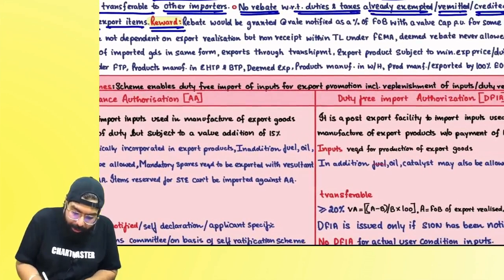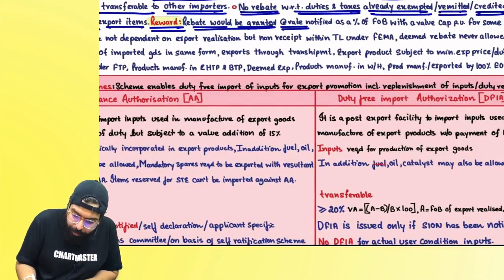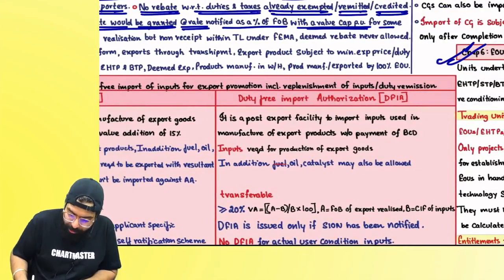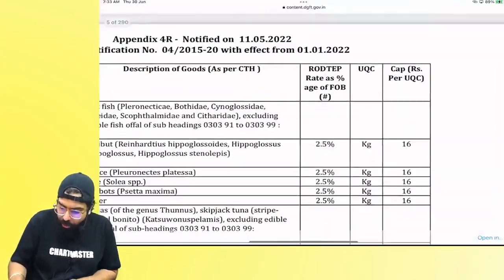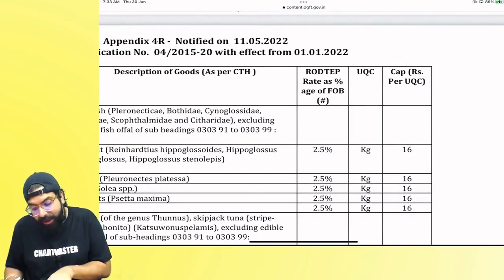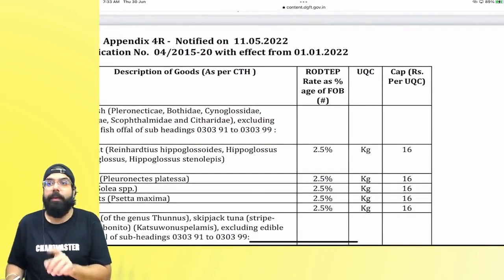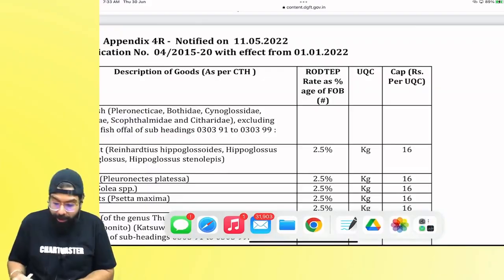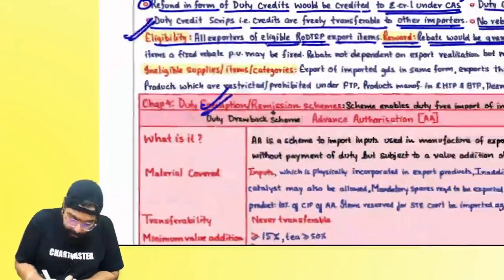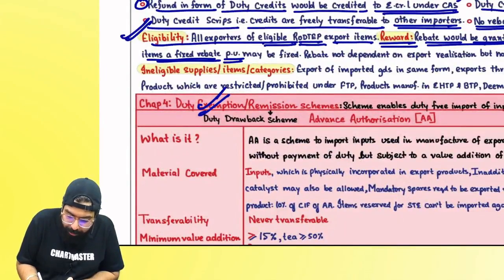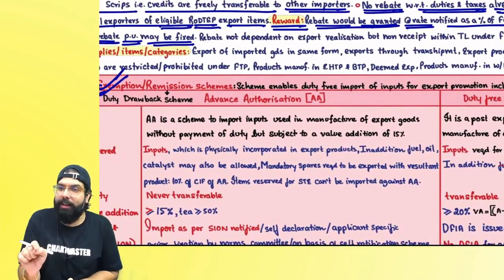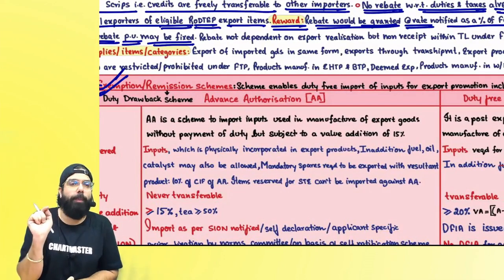What are they telling? Rebate would be granted at the rate which is a percentage of the FOB with a value cap per unit. Can you see over here? I hope you guys remember, I showed you value cap per unit will be there and percentage will also be given. Percentage will be given on the value cap. Otherwise, people will go in and start showing more. Then they are telling over here, for some items, a fixed rebate per unit may also be fixed. Are we clear? Fixed amount also they can go ahead and say. Here they told percentage, they can tell 1 shirt, 1 rupee.